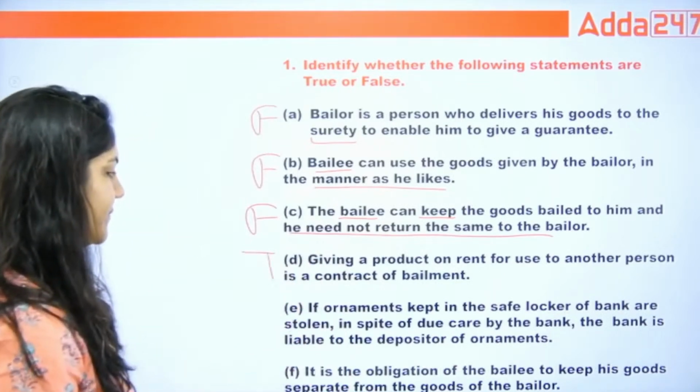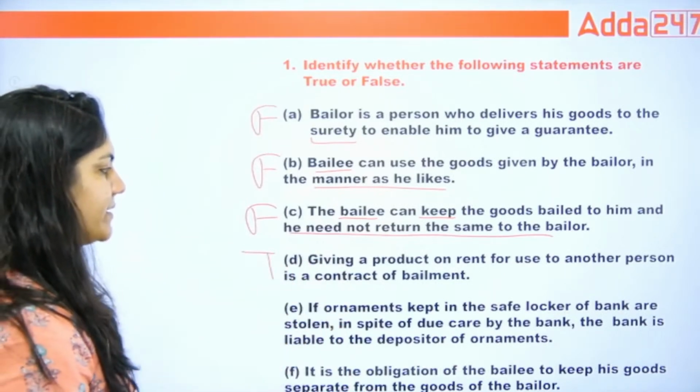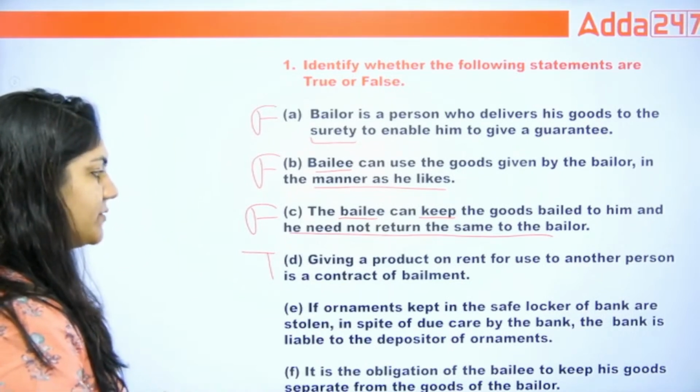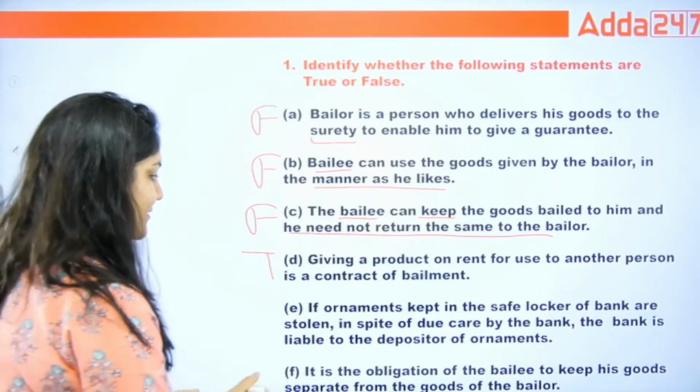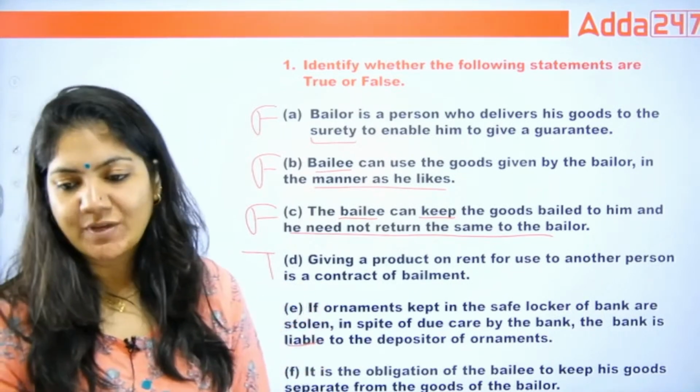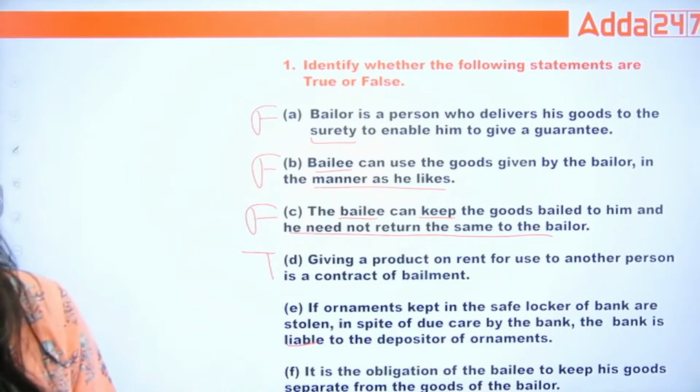This is bailment. If ornaments kept in the safe locker of a bank are stolen in spite of due care by the bank, so the bank is liable to the depositor. In the previous class we have done this thing, class. This is the example of bailment.